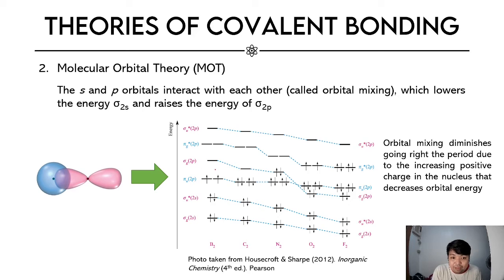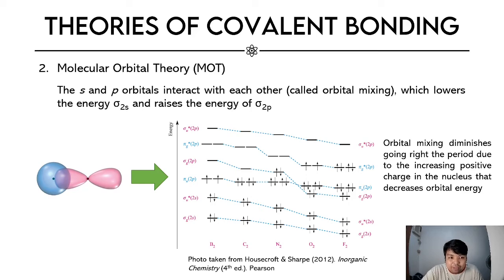Since the nucleus of oxygen has a greater positive charge than the nucleus of nitrogen, oxygen will exert greater electrostatic attraction to the 2s and the 2p atomic orbitals, which further lowers their energy. However, that decrease in energy is observed more in the 2s than the 2p, since, again, based on the radial probability distribution, a 2s electron is most likely found closer to the nucleus than a 2p electron.